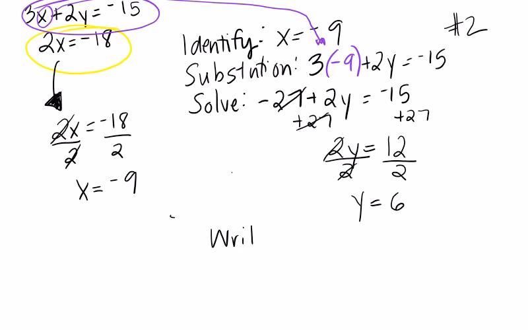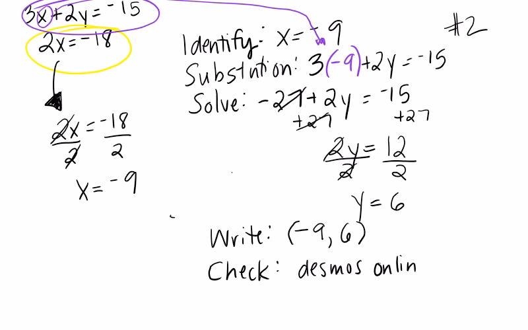The last thing we need to do is write what our solution is in the coordinates of x, y. So our first coordinate, x, is negative 9, and our y value is 6. If you want to check, you can go to the Desmos online calculator. What you'll do there is enter in this equation and this equation, and zoom out until you can find the point and see if the solution is these particular points.